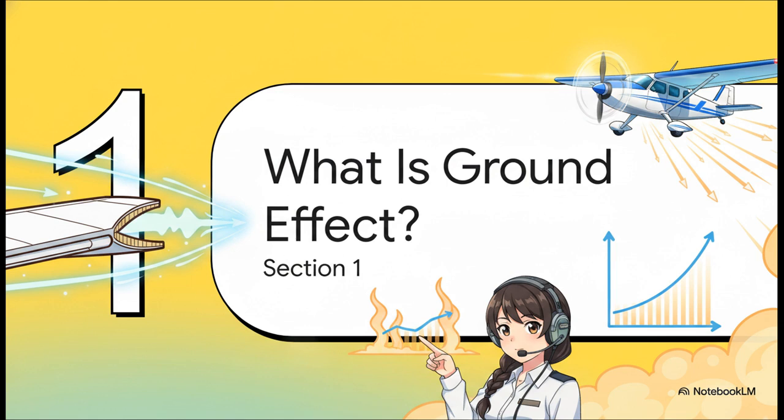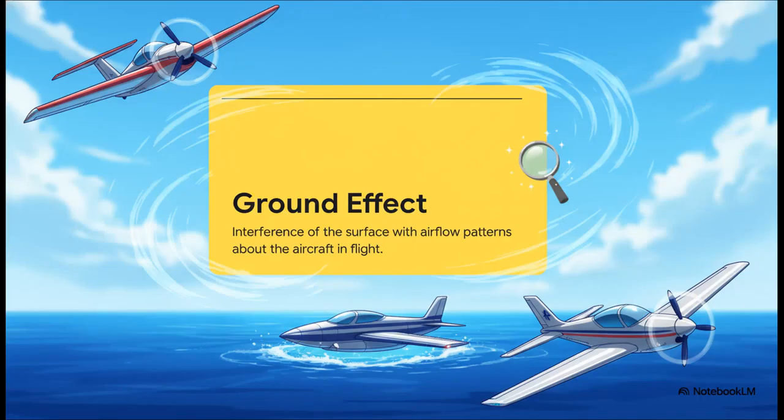What is ground effect? All right, so the formal definition you absolutely need to memorize for the test is that ground effect is the interference of the ground or water surface with the airflow patterns about the aircraft in flight. But practically speaking, this aerodynamic interference actually lets your aircraft fly just clear of the surface at a slightly slower airspeed than you'd normally need. It's kind of like you're riding on a giant cushion of trapped air.